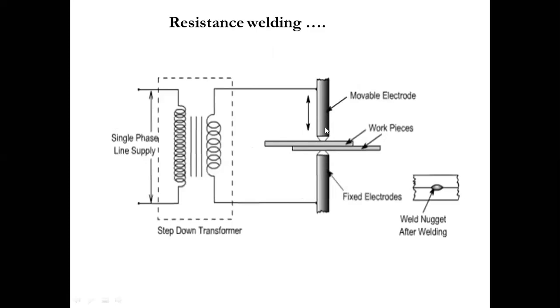And in between the two electrodes, you will be fixing the two sheets, right? And you remember, these sheets are in lap joint. If you want to join a lap joint, you have to go to spot welding machine.